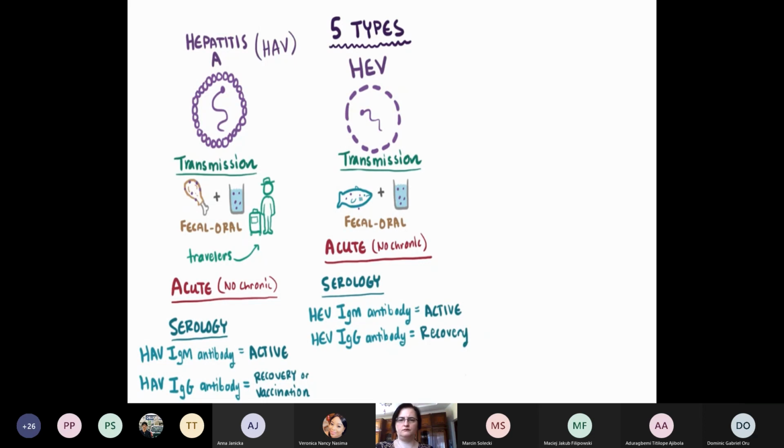Two big differences to note, though, between these 2 guys is that, 1, only HAV has the option for immunization, and 2, HEV infection for pregnant women can be very serious and can lead to acute liver failure, also sometimes called fulminant hepatitis. All right, next on the docket is hepatitis C.